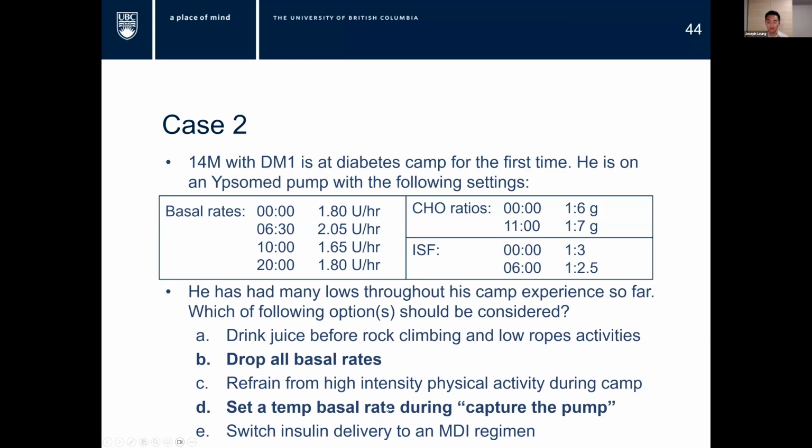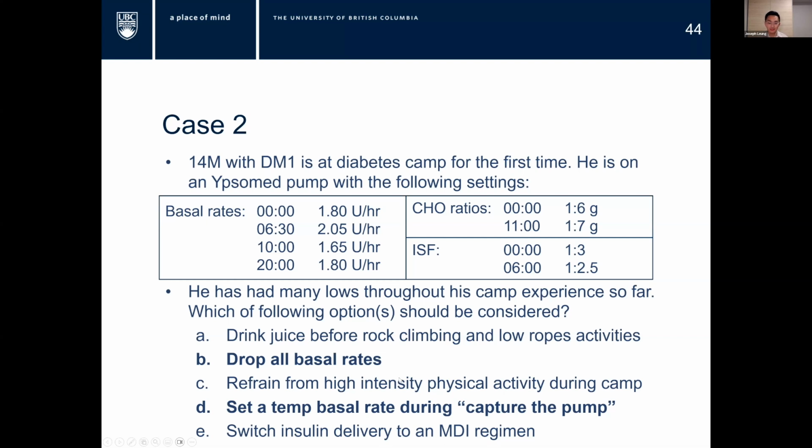And then set a temp basal during intense activity like capture the pump, which is basically capture the flag, but we have these pumps that the campers are trying to capture. Refraining from high intensity physical activity, well, part of the reason for camp is a safe and monitored setting where there are medical staff around and where these campers can do the typical activities at camp, have fun, enjoy themselves, interact with other campers. And so I don't know that that would be the best option.